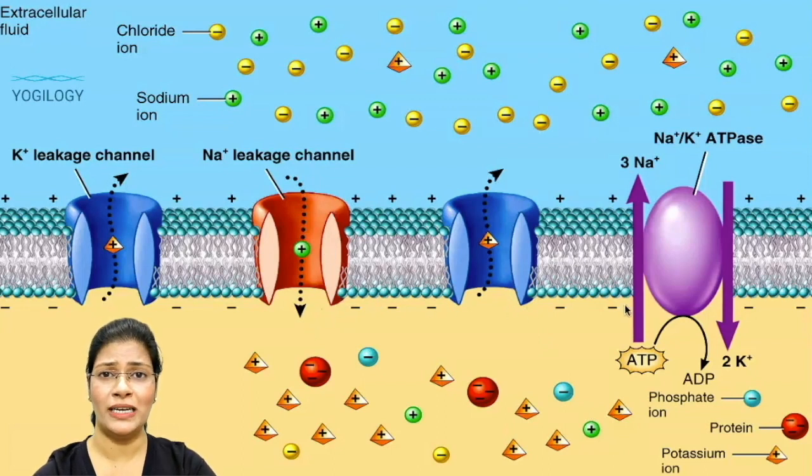Sodium potassium ATPase actively expels 3 sodium ions out of the cell for each 2 potassium ions imported inside the cell. Since the pump removes more positive charges from the cell than it brings into the cell, it is called electrogenic, which means it contributes to the negativity of the resting membrane potential.